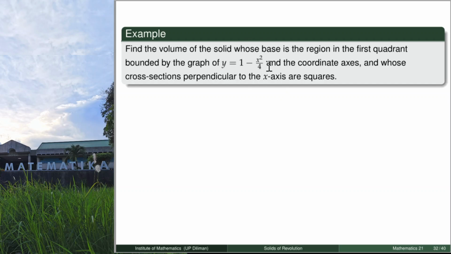We know that this is a parabola opening downwards. Can you give me some points? One point is (0, 1). When x is 0, y is 1. And another point is, let's say when x is 2, y is 0. So you have (0, 1) and (2, 0). Okay, next.